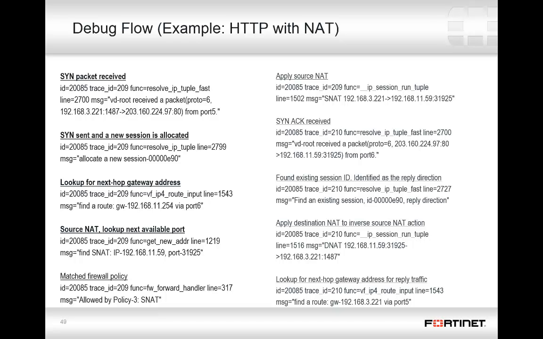This slide shows a commented output of a typical diag debug flow command for HTTP traffic with NAT. It shows what the kernel does with each packet. Output shows packet arrival, session creation, route matching, firewall policy matching, packet egress. In this example, the filter shows both traffic directions. So on the right side, we see the logs related with the reply. For NAT, the output shows when NAT is applied to source or destination IP address.